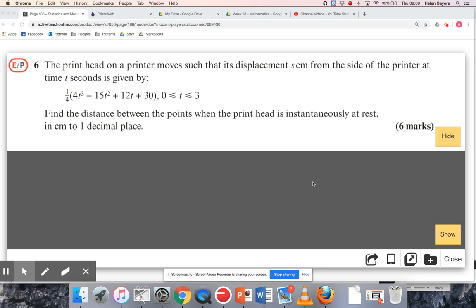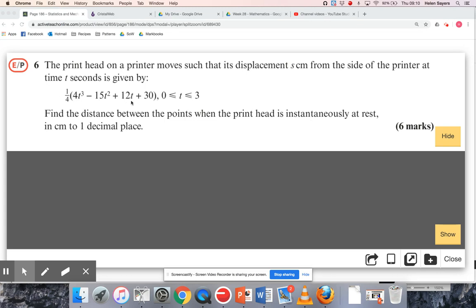Okay, we're looking at exercise 11B from the first year mechanics textbook. So we've got a question and we're given an expression for the displacement. And then we want the distance between the points when the printhead is instantaneously at rest. Okay, so we've had this before. So instantaneously at rest is when the velocity is 0.